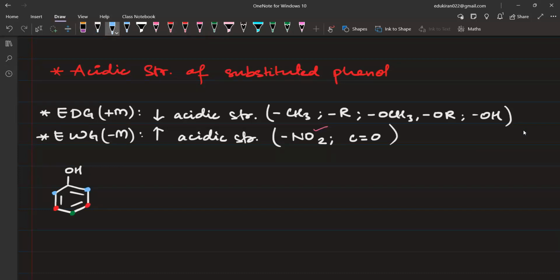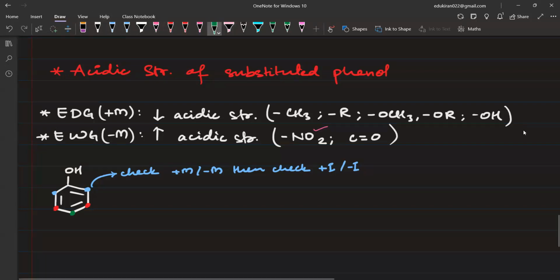Now, if you look at the ortho position, if there is something at the ortho position, you have to check whether it is plus M or minus M first. Check whether the group is plus M or minus M, and then you determine. Then, if it is neither plus M nor minus M, you will check plus I or minus I. Or rather, check both of them. First check plus M minus M, then check plus I minus I, and write it down. I will do a question with you guys, then you will understand how to approach these types of problems.